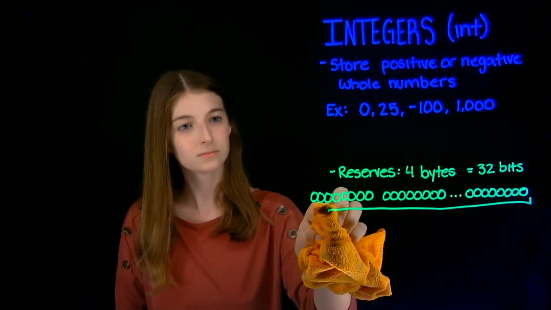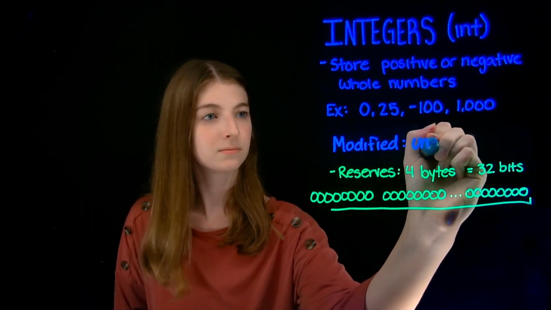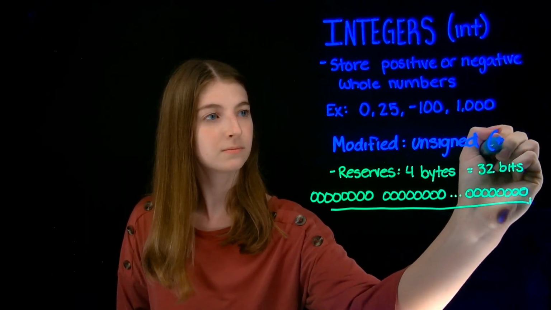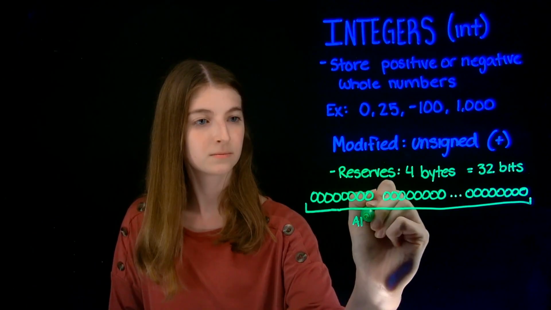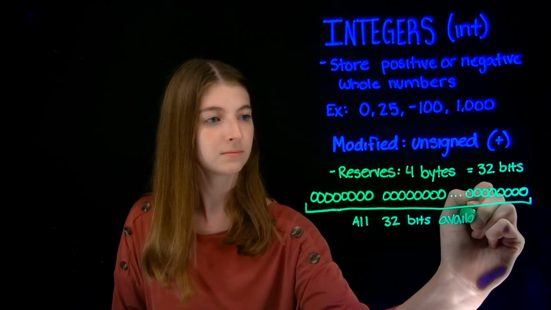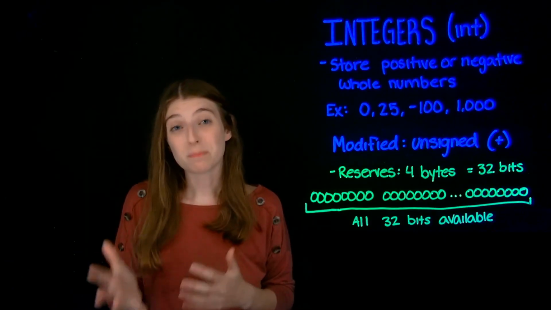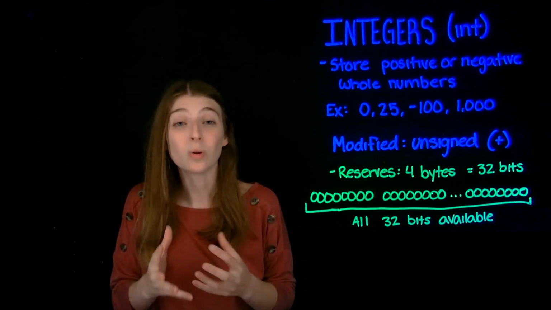Now, if you know that your variable is not going to store any negative numbers, you can modify this data type to what's called an unsigned integer. An unsigned integer only stores positive whole numbers. It still reserves 4 bytes of memory, which is 32 bits, but now that leftmost bit is not dedicated to holding the sign, whether it's a positive or negative number, because now we're only dealing with positive whole numbers.